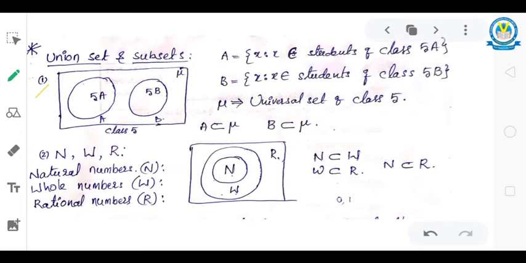Here are two sets, A comma B. Set A: the elements of set A, x belongs to students of class 5A, and x belongs to students of class 5B. We already know the universal set is represented with mu. Here the universal set is class 5, and it consists of both 5A, 5B. So the elements of set A are present in the universal set, and the elements of set B are also present in the universal set. So we can represent it as A is a subset of mu and B is a subset of mu.